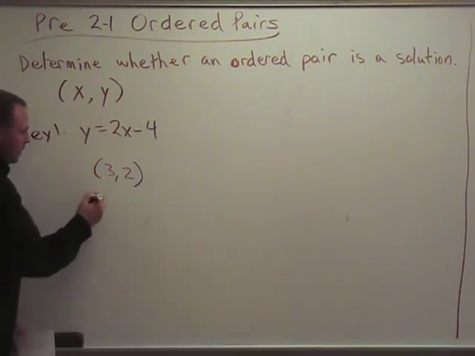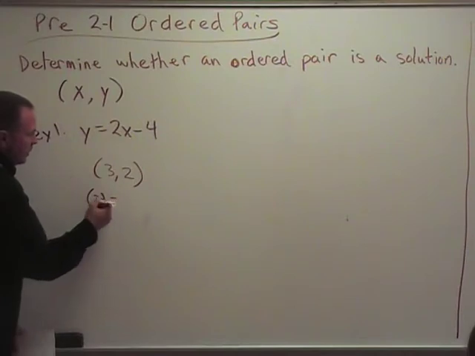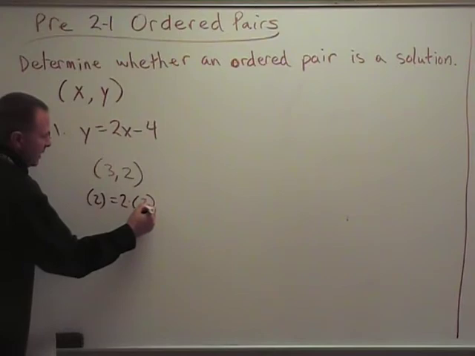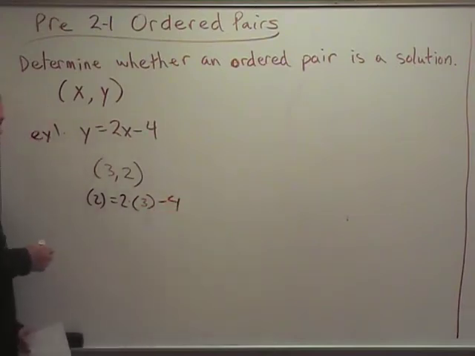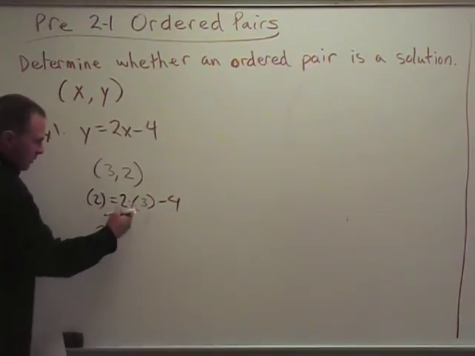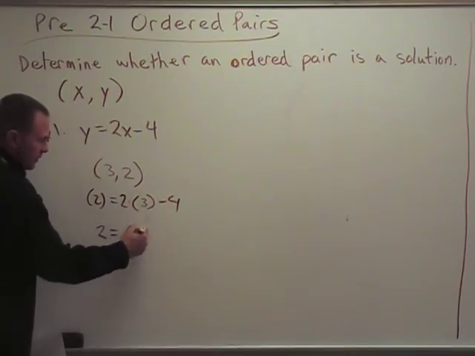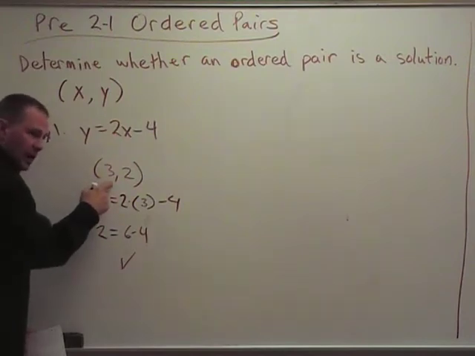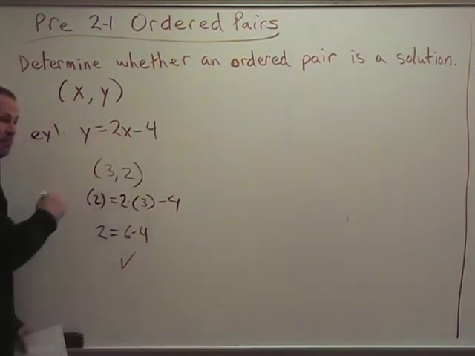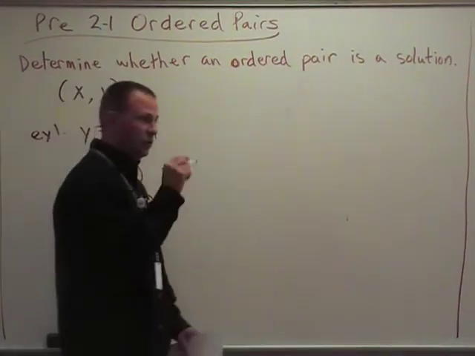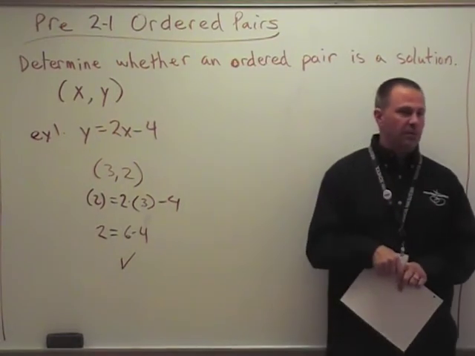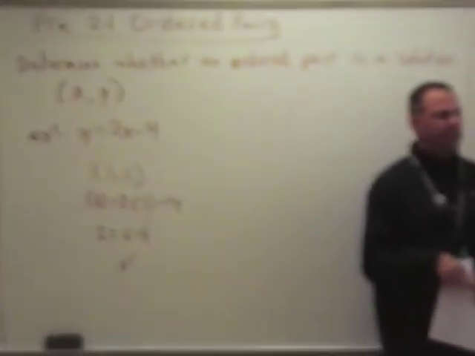So, for the first one, I'll do it for you. 2 is substituted in for Y, and wherever there's an X, you substitute the X value. And now you say, does 2 equal 6 minus 4? Yes, it does. So therefore, this point on a graph is on the line that this makes. This makes a line, and we'll talk about that. You guys have had slope-intercept form. Remember that? You may not remember how to do it, but yeah.